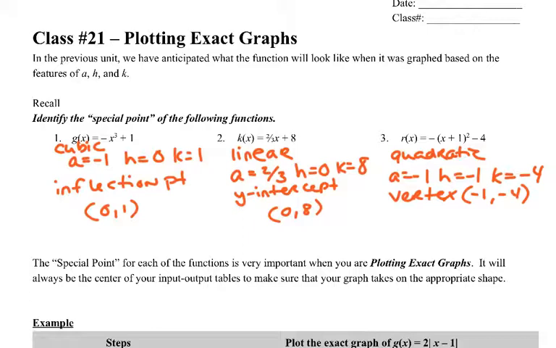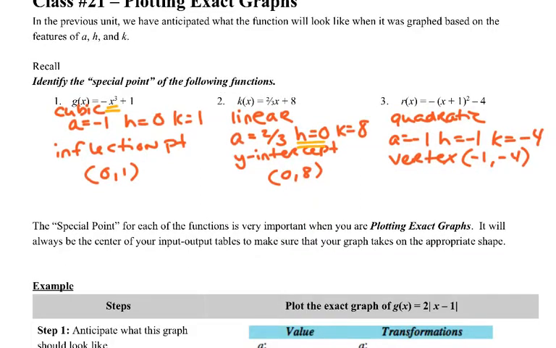Some really key things to remember here is that when there's no parentheses, h is 0. Really, with the special point, it's just h comma k. So understanding what those special points look like for each family is also really important. The general shape always helps because you always want to make sure in the end of plotting these exact graphs that the graph looks the way that you would have predicted it to look in the previous unit. With linear, remember that h is always 0. There is no horizontal shift. You may have written NA, but basically there is none, so it's 0, and that's a y-intercept. And then quadratic here, there was nothing particularly special. Just -1, -4 was my vertex.